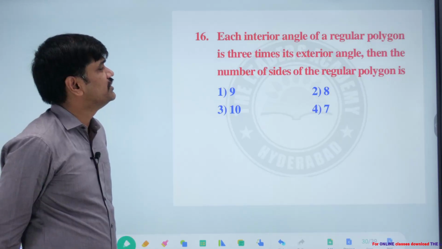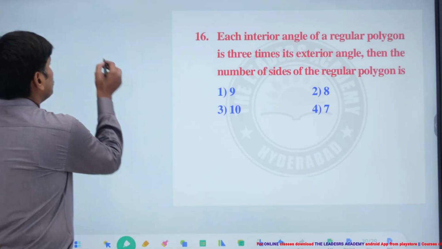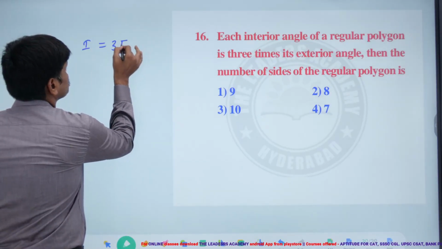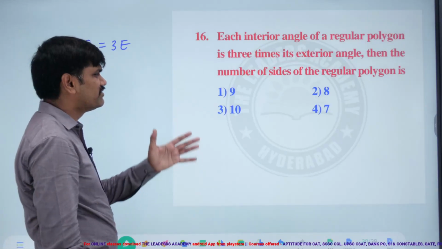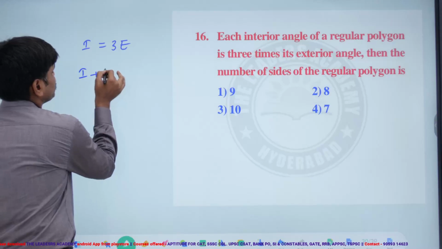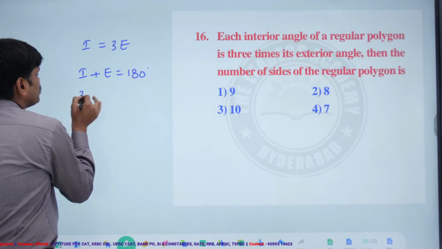16th one. Each interior angle of a regular polygon is 3 times its exterior angle. That's what they have mentioned. Then the number of sides of that regular polygon is? So we know that the sum of interior and exterior angle together is always equal to 180. If so, I equals 3e.